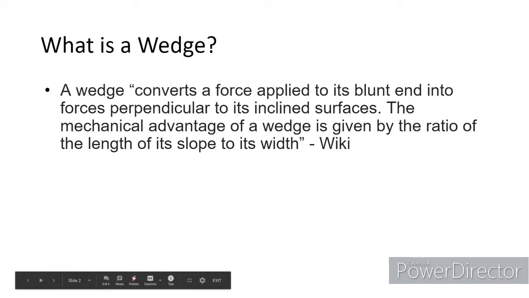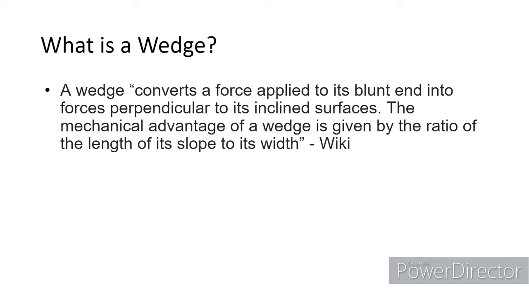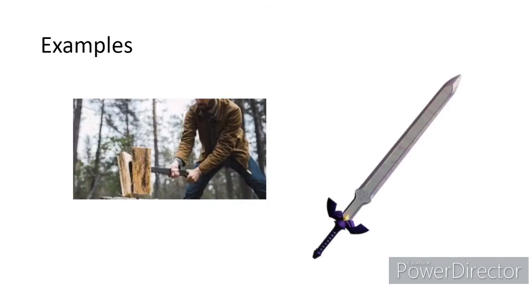So what is a wedge? A wedge converts a force applied to its blunt end into forces perpendicular to its inclined surfaces. The mechanical advantage of a wedge is given by the ratio of the length of its slope to its width. Let's look at an example.